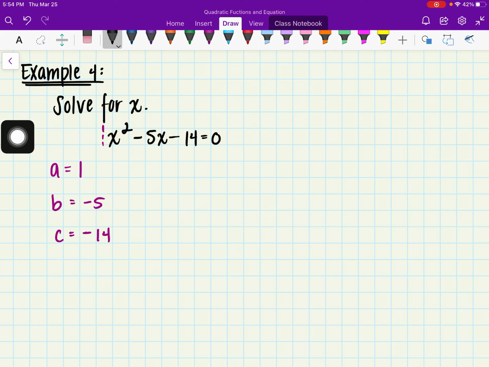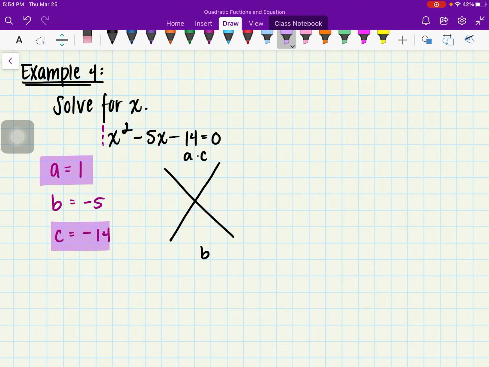So once we've identified our a, b, and c values, we can go ahead and build our diamond. On top of the diamond, we have a times c. On the bottom, we have the b value. So in this case, guys, a times c would go on top. Our b value would go on the bottom. So let's go ahead and check this out. a times c in this case is going to give us a -14. Our b value is a -5.